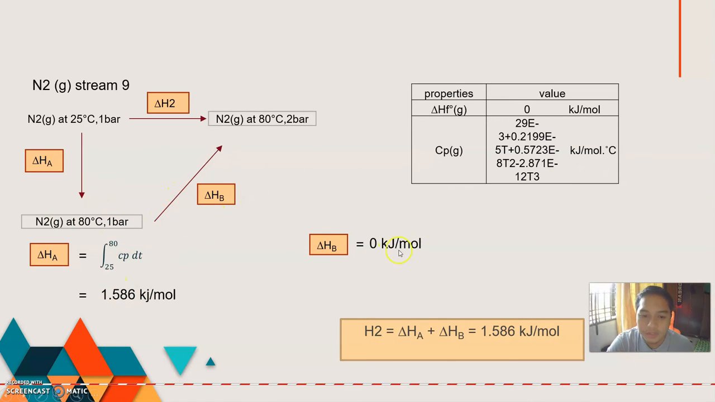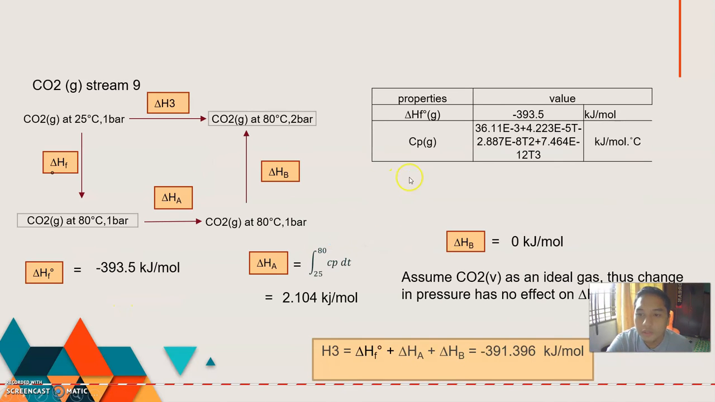For the HB, this is 0 because we assume ideal gas. And for the CO2 at stream 9, we do it like this. The first one is heat of formation, the second is temperature change, and the third is pressure change. The heat calculated in this flash separator is 0. This is because the inlet and outlet conditions are the same, so we calculate the heat as 0.